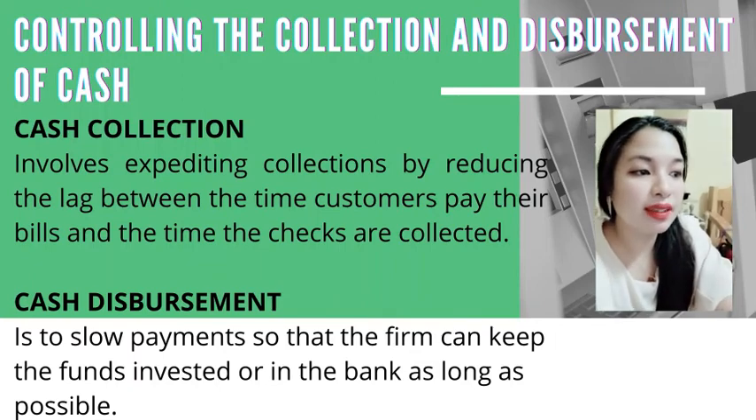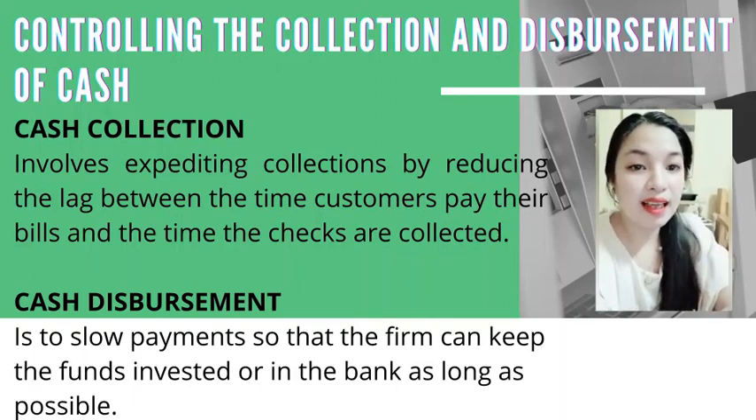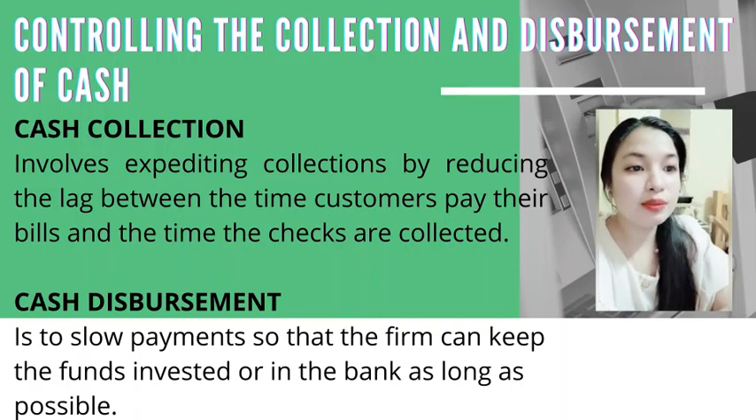Controlling the collection and disbursement of cash. Cash collection involves expediting collections by reducing the lag between the time customers pay their bills and the time the checks are collected. Cash disbursement is the slow payment of bills so that the firm can keep the funds invested or in the bank as long as possible.